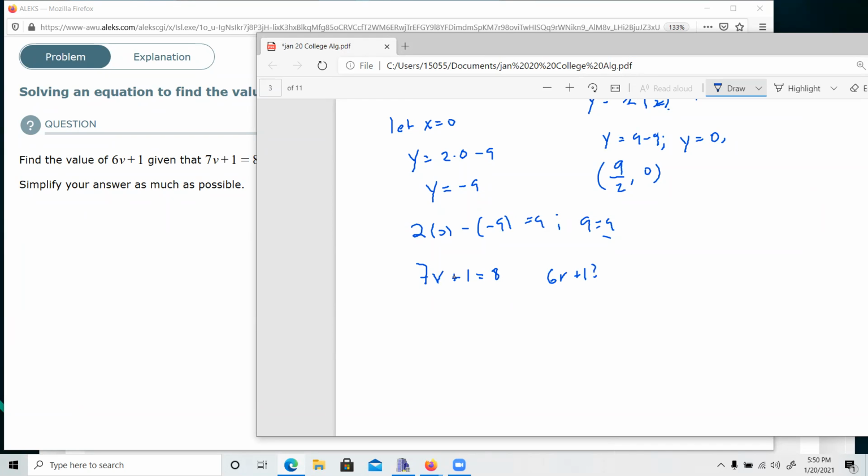So can we go ahead and solve this thing? Let's subtract 1 from both sides. So 7v is equal to 7. And then we're going to divide both sides by 7, and that'll cancel, and we'll get 7 over 7, which is 1. So v is equal to 1. So 6v plus 1 is 6 times 1 plus 1, which is going to be 7.